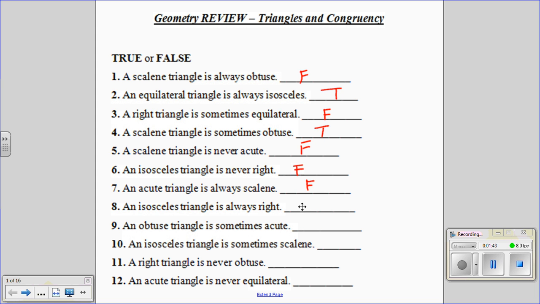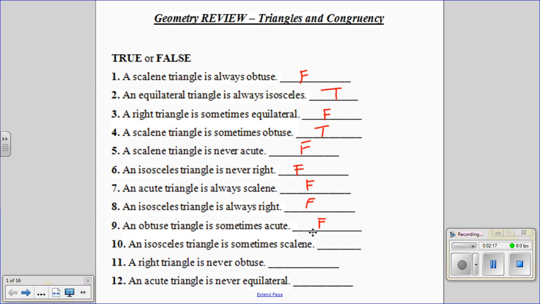Number 8, an isosceles triangle is always right. That is false. It doesn't have to be right all the time. Number 9, an obtuse triangle is sometimes acute. That is false because in order to be acute, all angles have to be less than 90. In order to be obtuse, you need at least one angle that is more than 90 but less than 180. So it can't be both acute and obtuse.